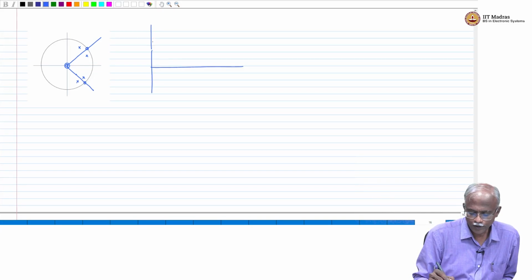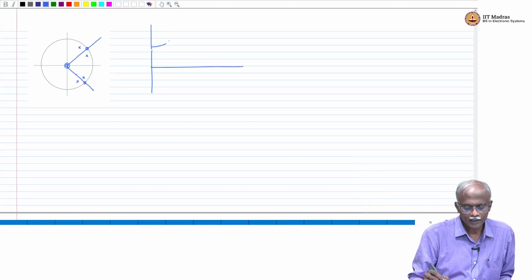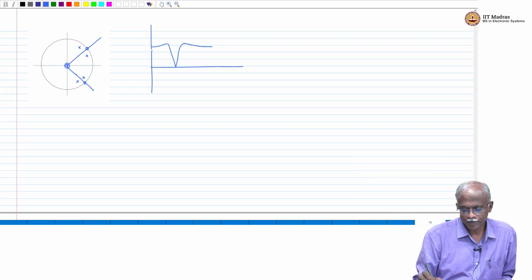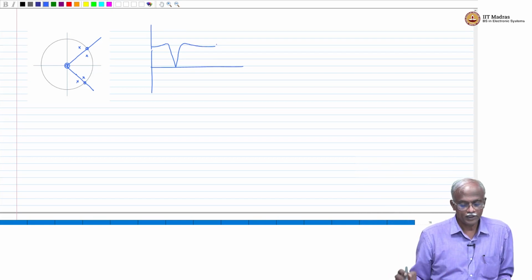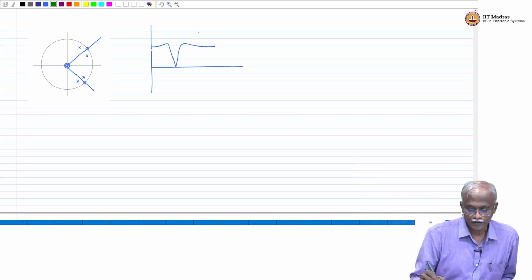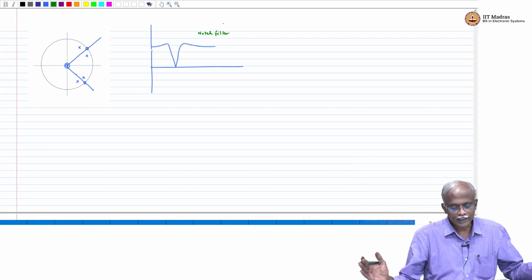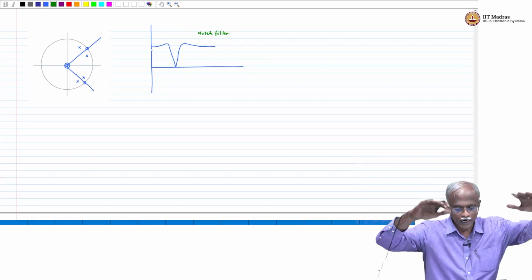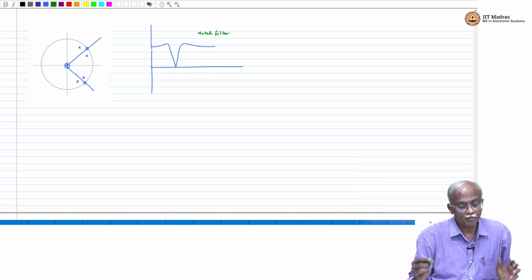It starts off at omega equal to 0 at some point. You see the effect of the pole, and the effect of the pole is to push it up. Then a sharp change because of the 0. The second pole comes up, and after that you go far away from the poles and zeros. What is this? A notch filter. So you can see how the poles and the zeros will compensate for each other.